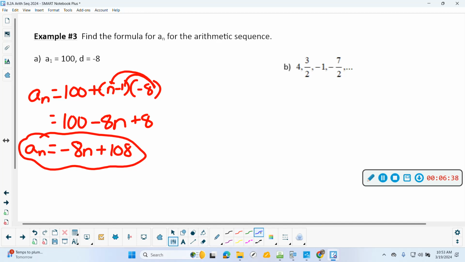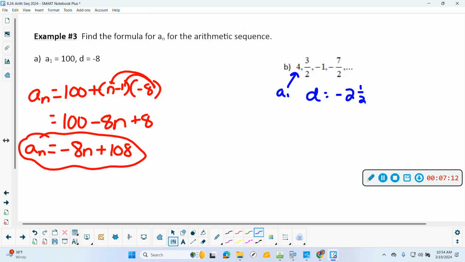All right, this is just as easy, just maybe not as obvious. Okay, what's the first term? 4. Now, you're going to have to do a little mental math here. What's the difference? How much are they decreasing by? If it helps, think of that as a mixed number. That's 1.5. From 4 to 1.5. 1.5 to negative 1. How much are you decreasing by? 2.5. Good, Ethan.